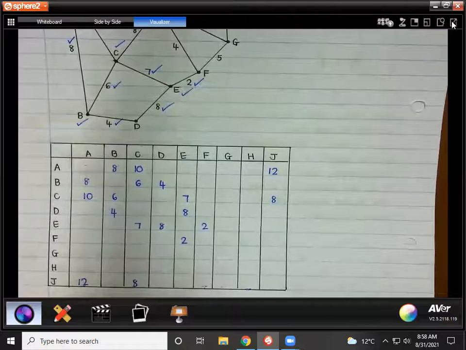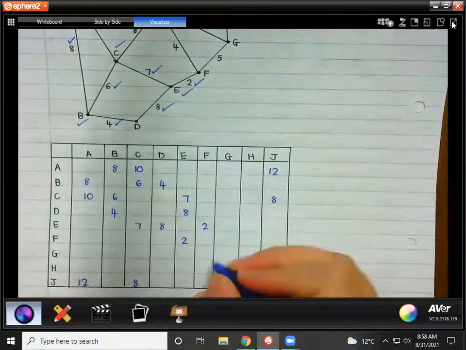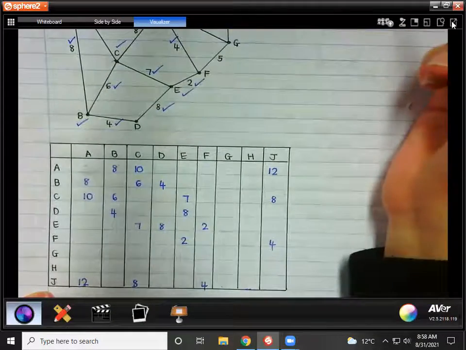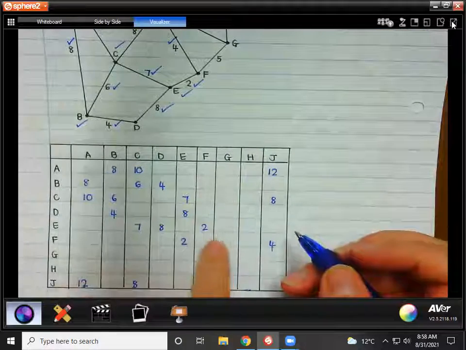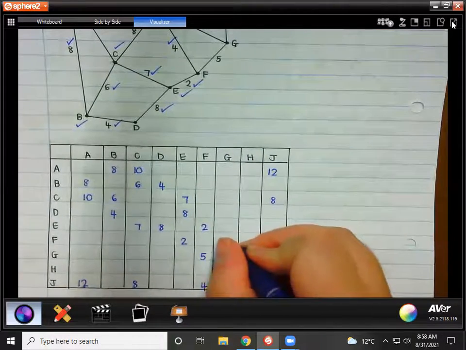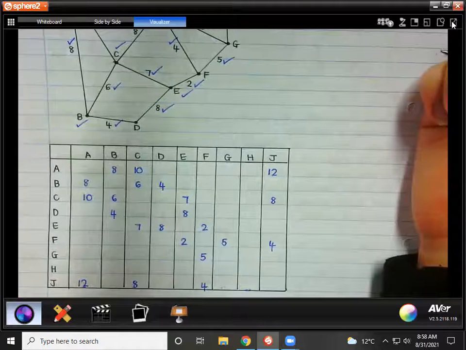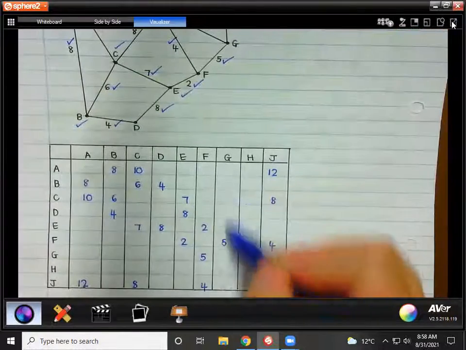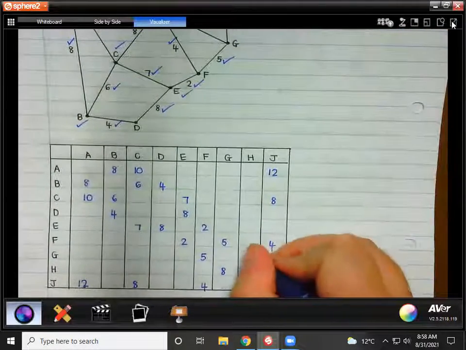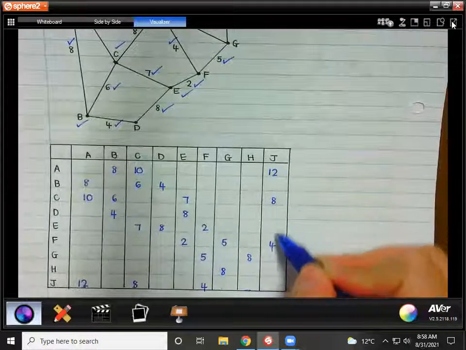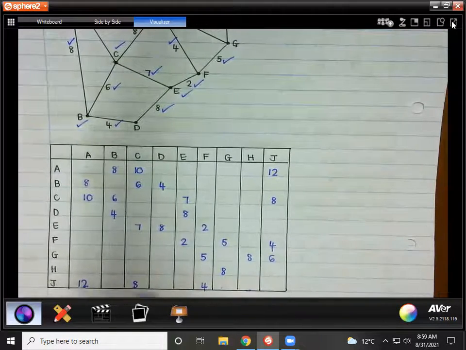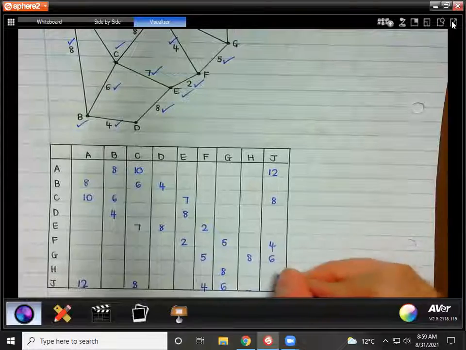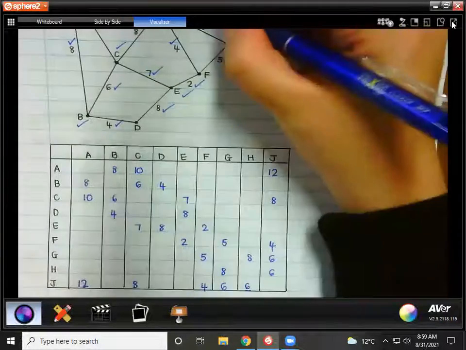So I'm just going to fill the other ones in quite quickly. So FJ we're still needing. FJ is 4 and 4. So FJ I've done now. FG is 5. GH is 8. JG is 6. And it looks like the last one, JH, is also 6.